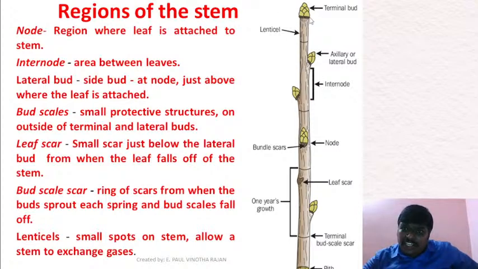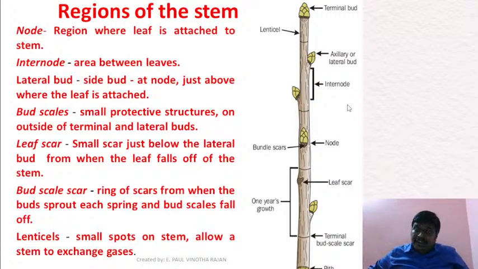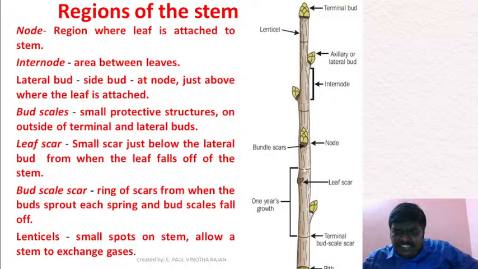The bud that is present on the tip, we call it the terminal bud. The buds present on the sides are called lateral buds. And in the stem we can sometimes see a scar like this. This scar is called a leaf scar. Once the leaves fall off from the stem, they leave a scar there. That scar is called the leaf scar.